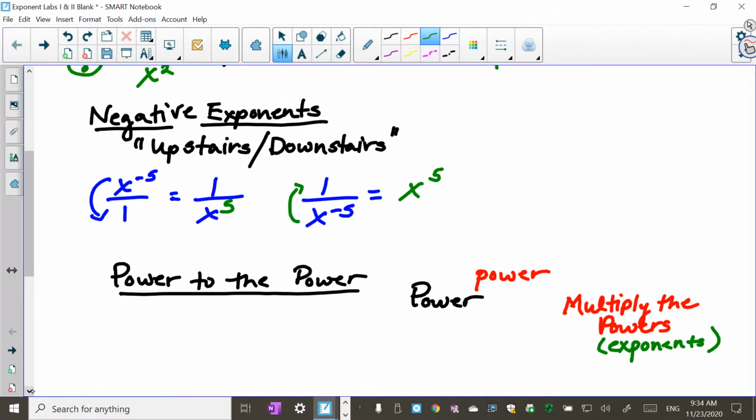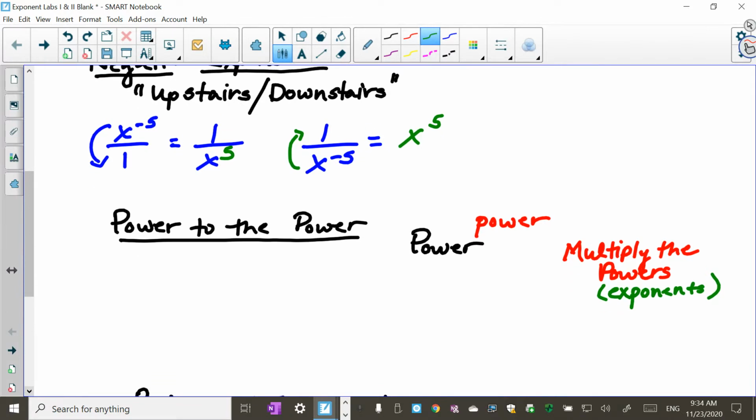The next category we do is power to the power. And I kind of write it like this, big power to the power. Now, powers are another word for exponents. So what you're going to do is multiply the powers. And I put that in parentheses because they're exponents. So on this one right here, if I had something like this, x to the 5th, and I'm squaring it, so I have basically an exponent raised to another exponent, or power to the power.